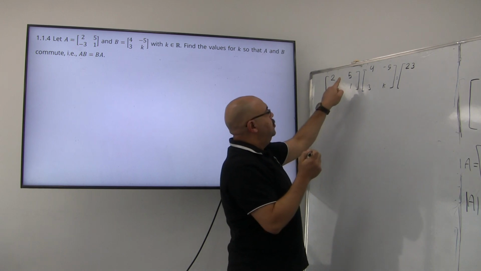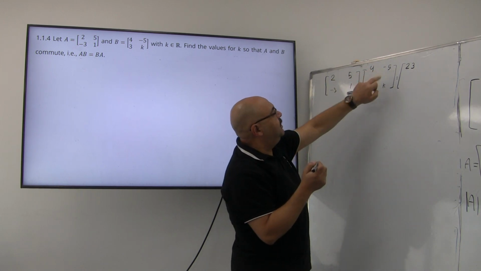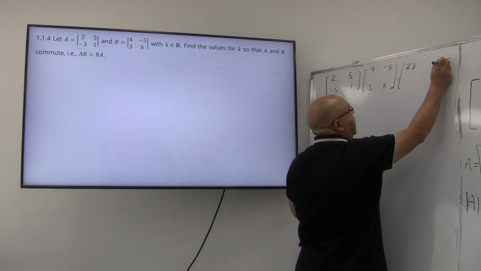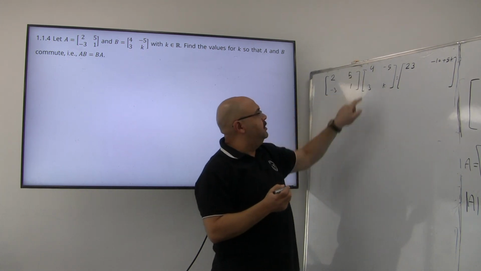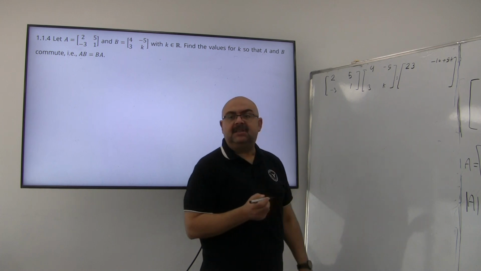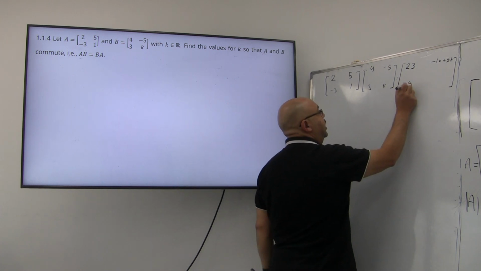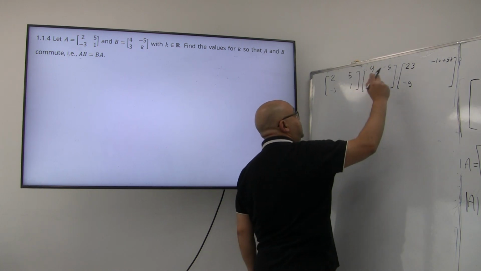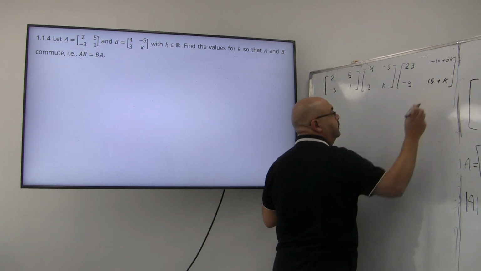The first row times the second column: it's going to be -10 plus 5k. The second row times the first column: -12 plus 3, which is -9. The second row times the second column: 15 plus k.